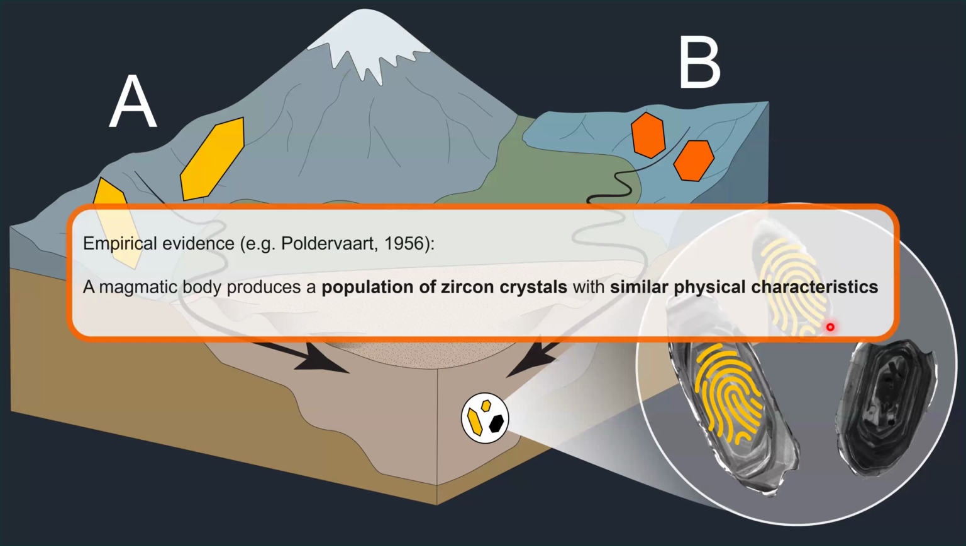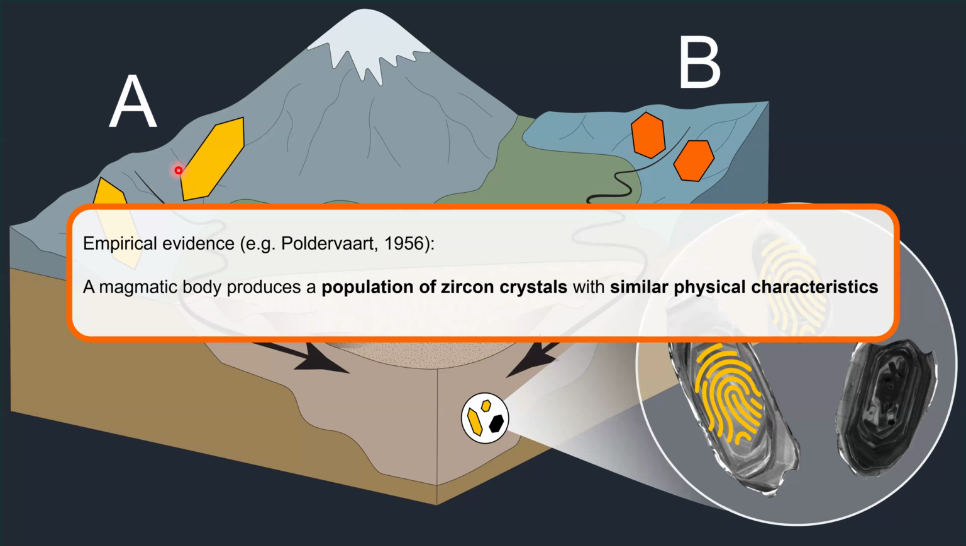Now, we've known empirically for a very long time that a magmatic body produces a population of zircon. And that population of zircon has physical characteristics that are similar within this population. So within a given basin setting, if I'm looking at potential sources, A and B might very well display dissimilar physical characteristics. And this allows us to compare our detrital zircon shape characteristics to those in the potential source regions and better constrain where those crystals came from.